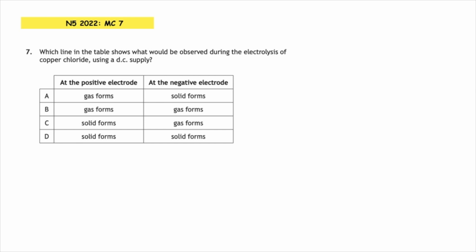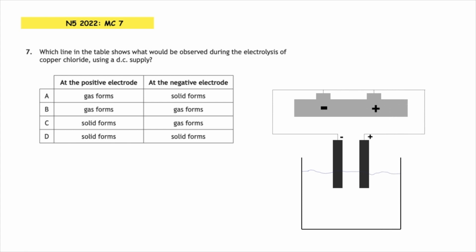Multiple choice 7, which line in the table shows what would be observed during the electrolysis of copper chloride using a DC supply? Electrolysis is the breakdown of ionic compounds back into their elements. So firstly, we need to know the charge of each of our ions. Copper is a metal which will always lose electrons to form positive ions. What are our positive ions attracted to?